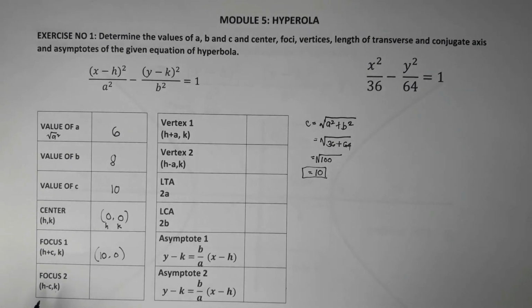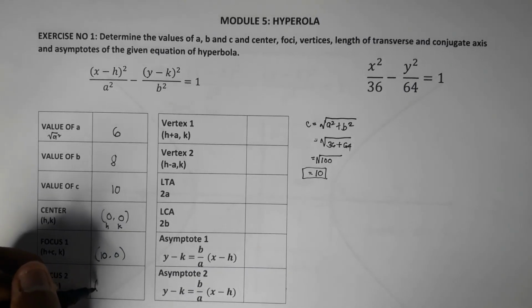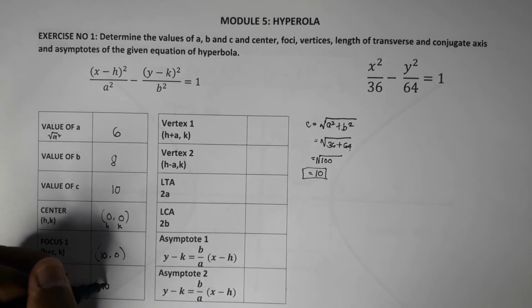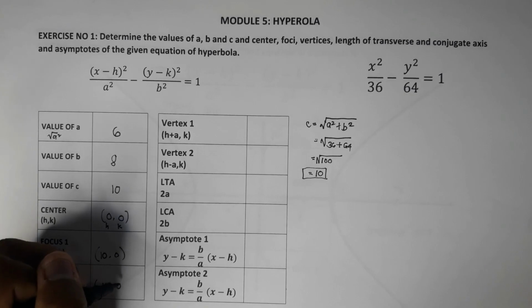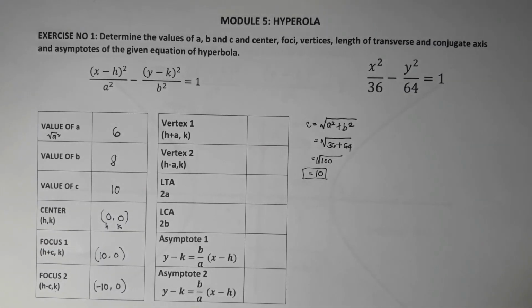Okay? Next, our second focus, it says here (h - c, k). So again, h is 0. Our c is 10, pero minus siya, so that makes it negative 10. Our k is 0 again. Can you follow, class? Okay.